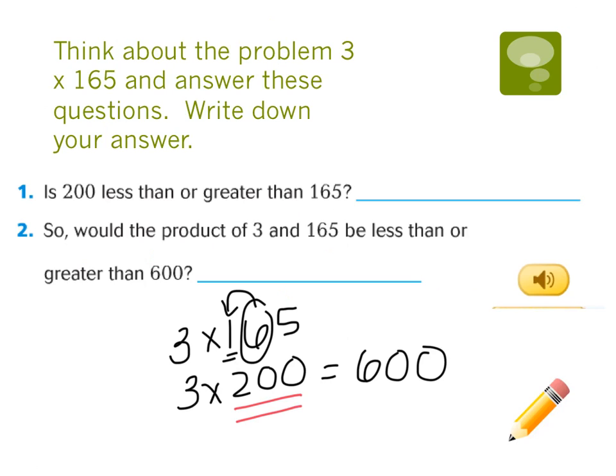Since 200 is greater than 165, the product of 3 and 165 should be less than our estimate of 600. We can use this information to decide if our answer is reasonable when we multiply to find exact answers in future lessons.